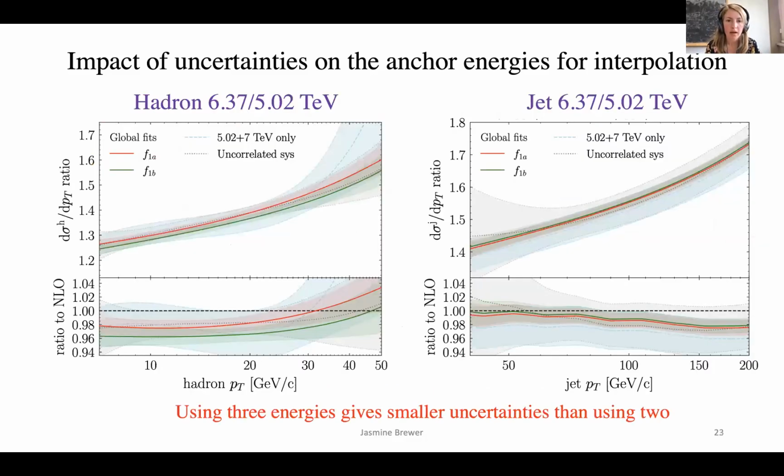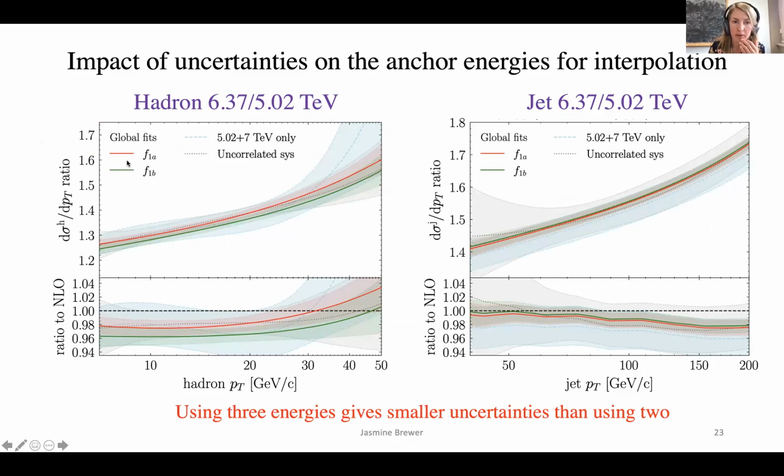And so I think that we were kind of the first to study this particular method for how to assess the impact of the uncertainties on the anchor energies in the interpolation. And so we did this for 2 particular functional forms of the fits, which were kind of maximally different in terms of their maximum likelihood estimation, which are shown in red and green.